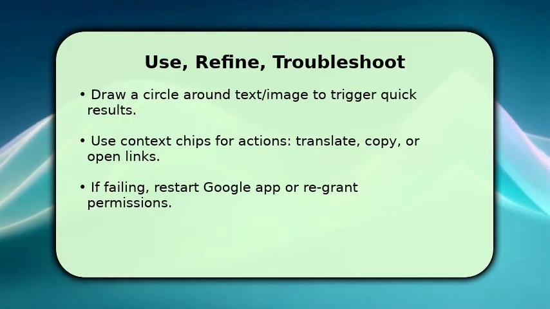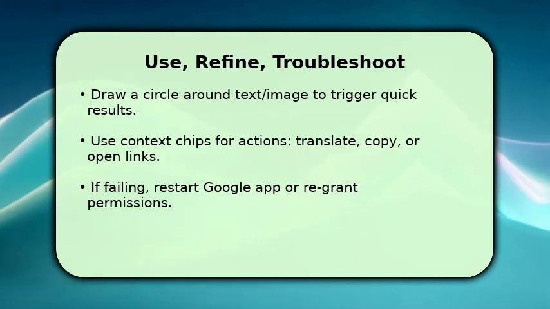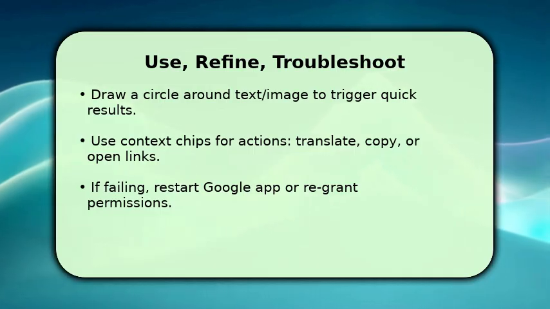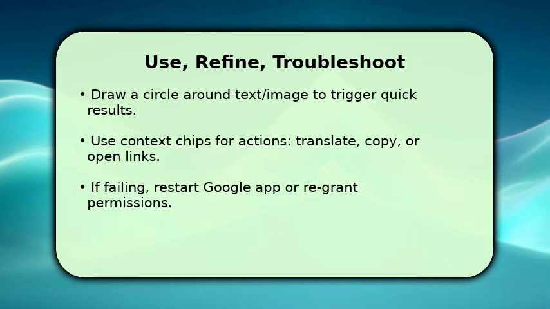If results are inconsistent, clear the Google app cache, restart the phone, or reopen permissions in Settings and re-enable Accessibility Overlay. One troubleshooting tip: if Circle still fails, reinstall the Google app. That often restores the feature on Nord CE5.